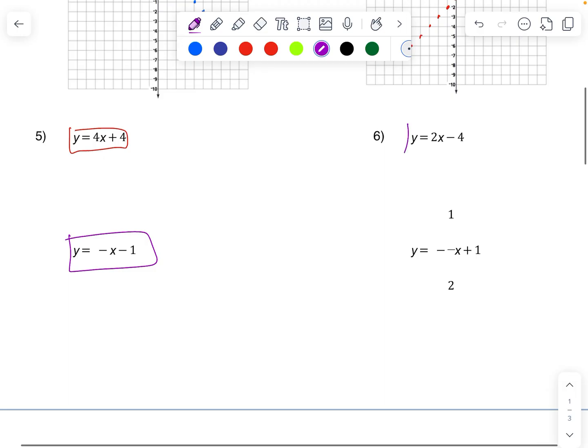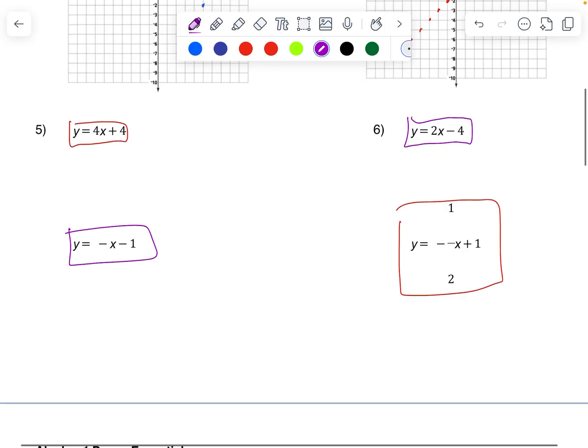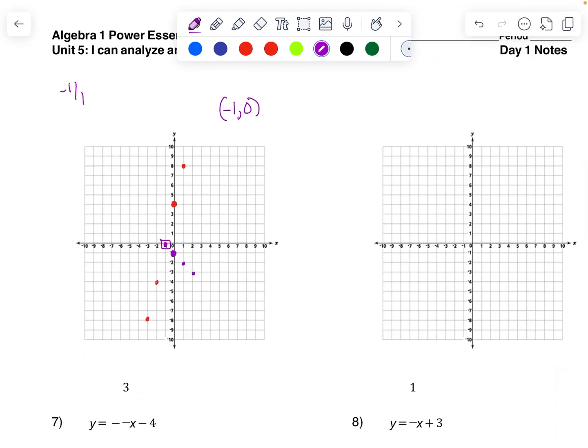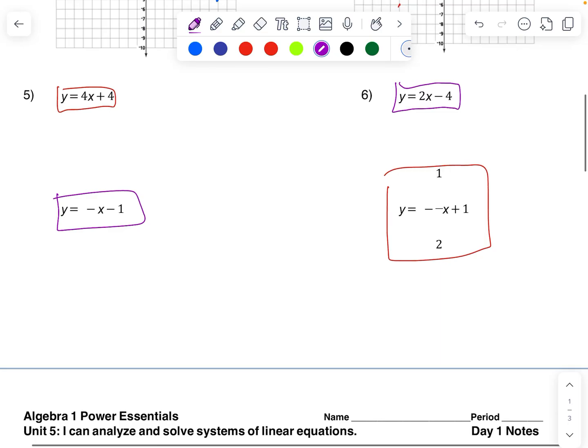Moving on, number 6. So I get the color coding right this time, purple and red. We'll switch it to purple right away. We've got to graph our y-intercept first for that top equation, y equals 2x minus 4. So we go down 4, our y-intercept, negative 4. And then our slope was 2, so we go up 2, right 1. Our slope may also go in the opposite direction. Instead of up 2 and to the right 1, we go down 2, left 1. Okay, that is our line for the top equation.